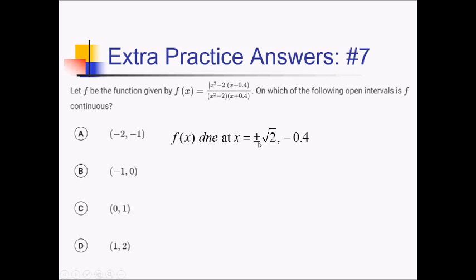Negative root 2 is somewhere between negative 1 and negative 2. So that means we can eliminate answer choice A because it has a discontinuity. Choice B, negative 1 to 0, has negative 0.4 in it, so choice B can't work. Choice C, 0 to 1, doesn't have any of these values in it, so C is looking pretty good so far. And then choice D, 1 to 2, contains positive root 2, so there's an issue. So by process of elimination, choice C.